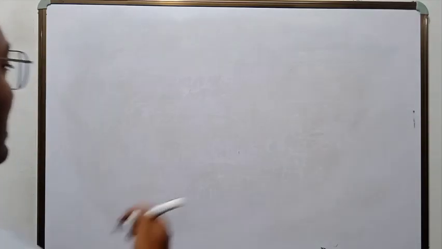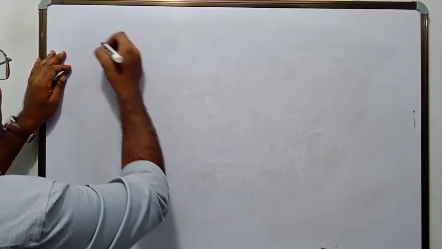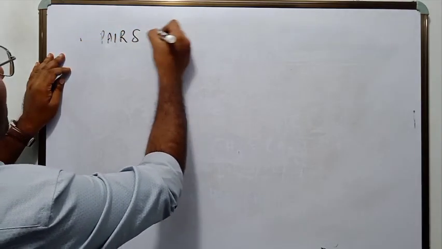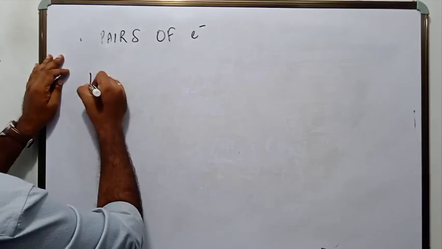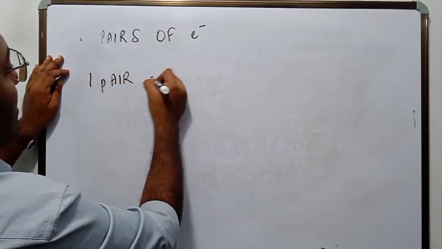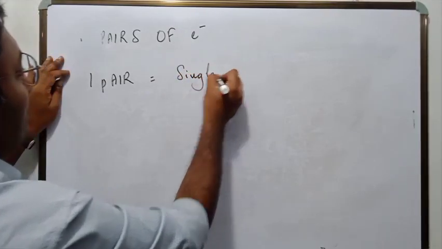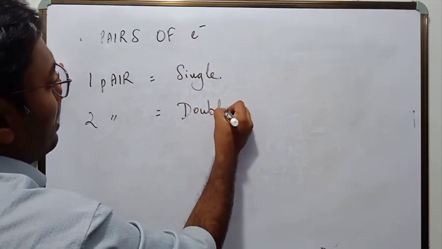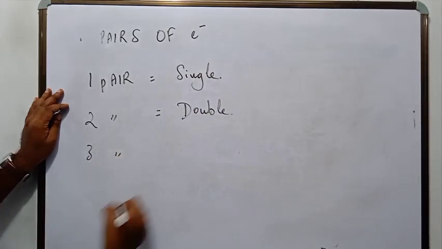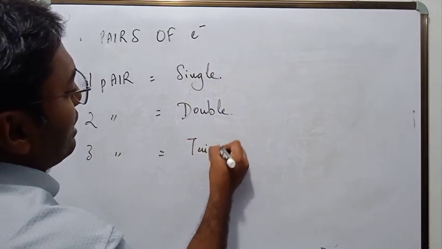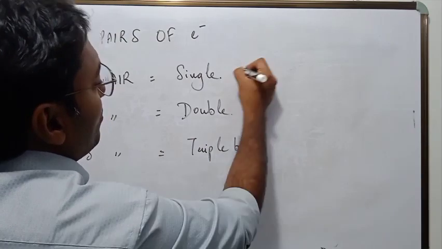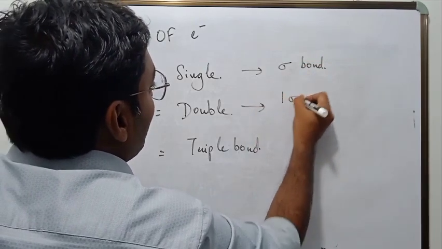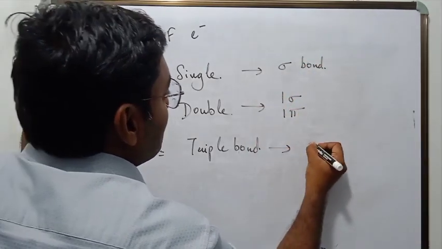Other than that, there is another way of classifying covalent bonds, depending upon the pairs of electrons shared. If only one pair of electrons is shared, that makes it a single covalent bond. If two pairs of electrons are shared, it would be a double covalent bond or a double bond. If three pairs of electrons are shared, that would be a triple covalent bond or a triple bond. A single bond has one sigma bond. A double bond has one sigma and one pi, and a triple bond has one sigma and two pi.